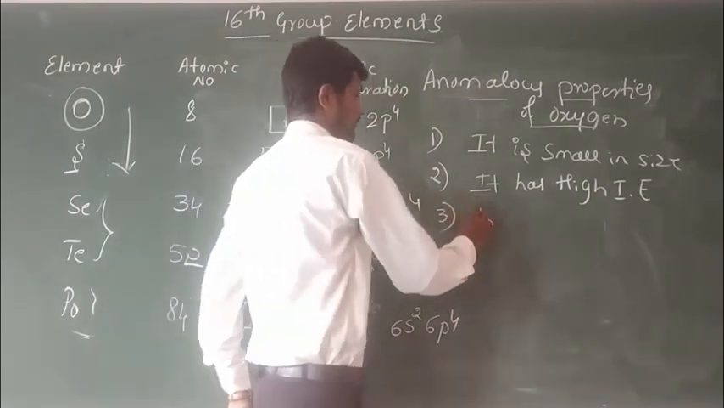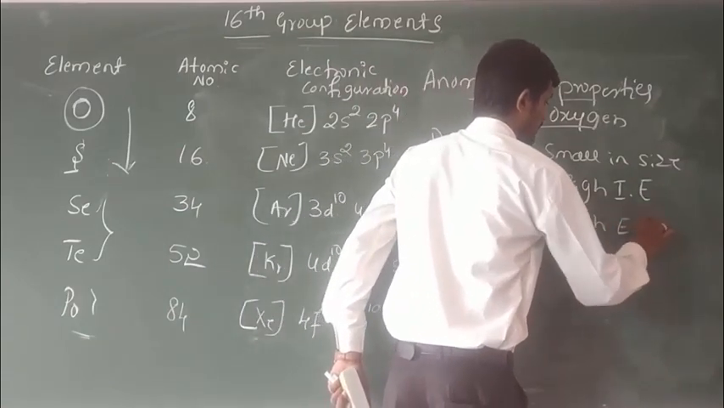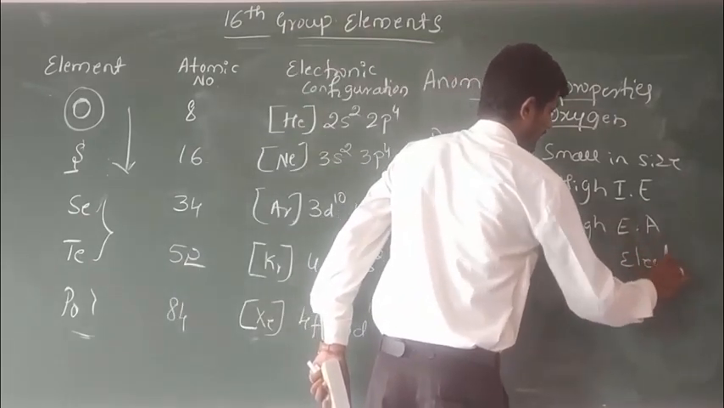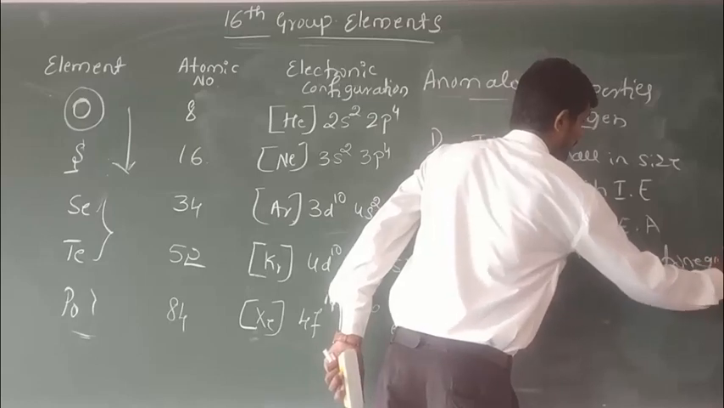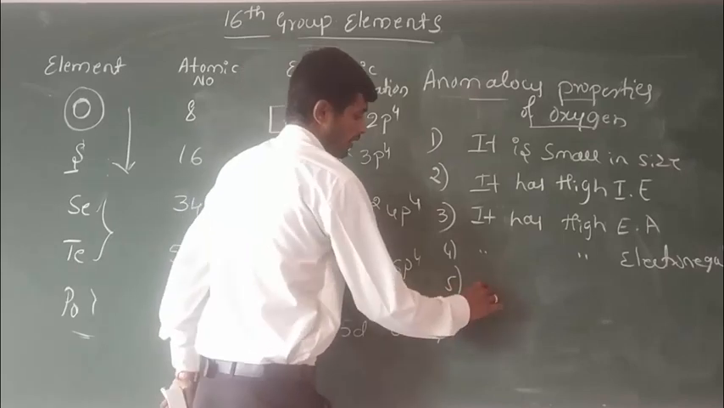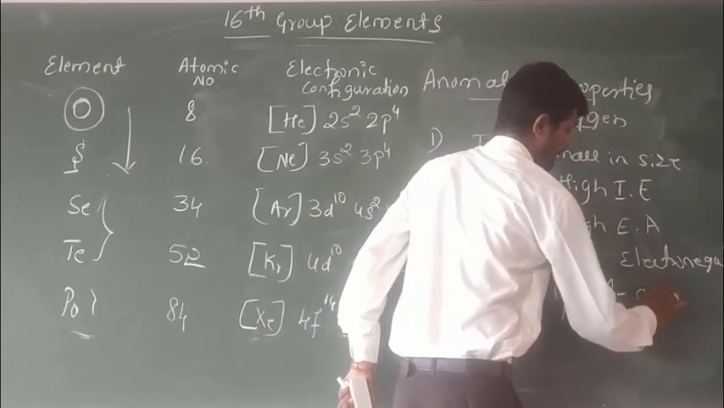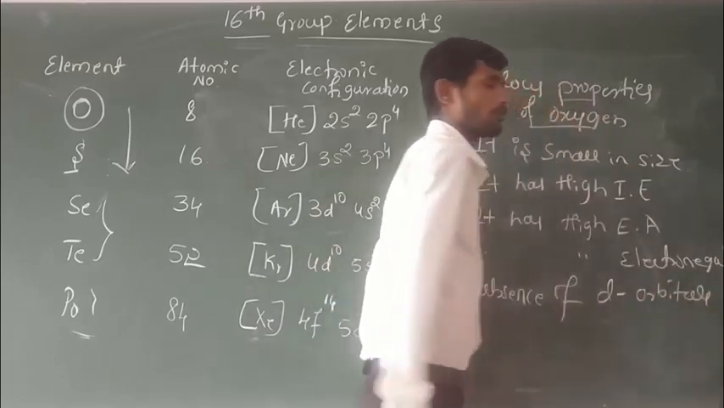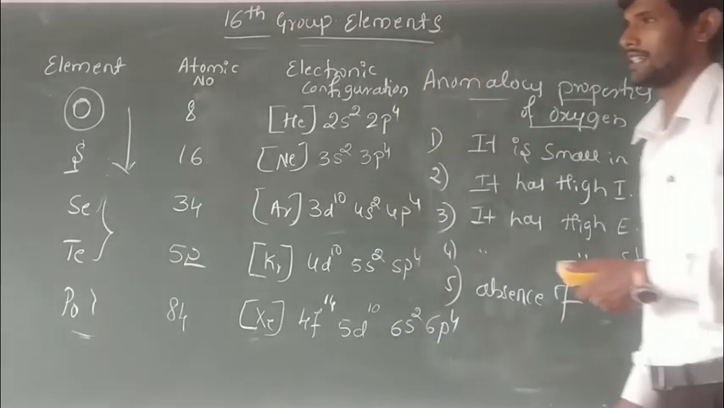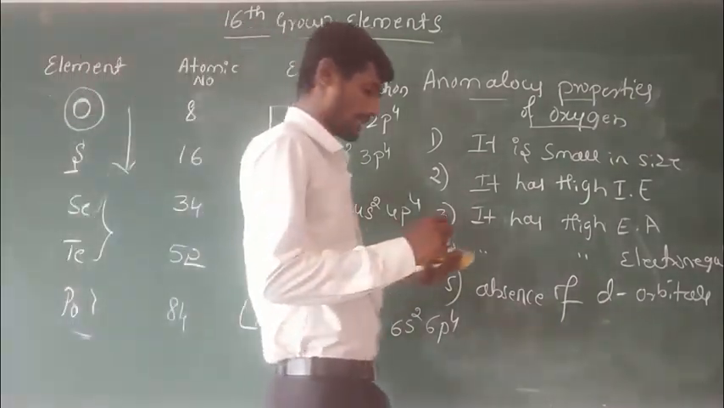Next, third point, it has high electron affinity. Similarly, it has high electronegativity. And another one, absence of d orbitals. When you observe the electronic configuration, there are no d orbitals present in oxygen. Yes, these are some anomalous properties of oxygen.